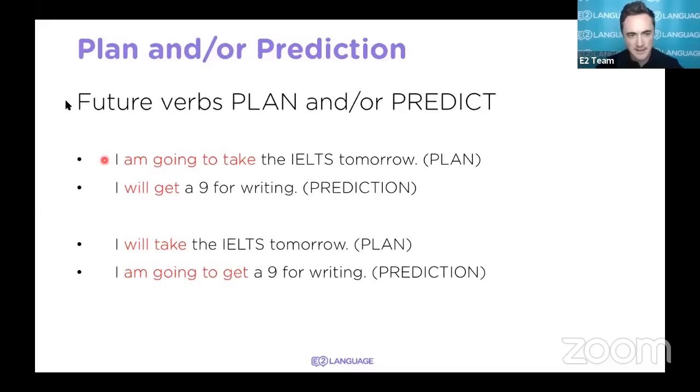Look at this sentence here. It says, I'm going to take the IELTS tomorrow. We've got a plan. I'm going to take the IELTS tomorrow. Here's a prediction. I will get a 9 for writing. I will get an IELTS 9 for writing. That's a prediction. I don't know. I'm just guessing. I'm hoping. It's a prediction, but it's a future prediction. So I'm using a future verb.